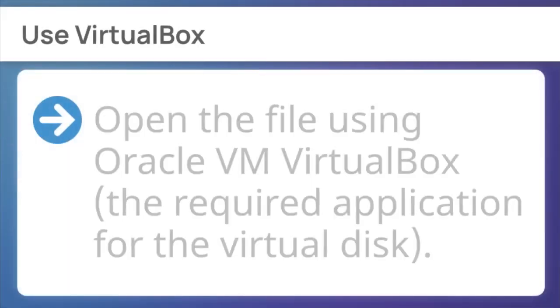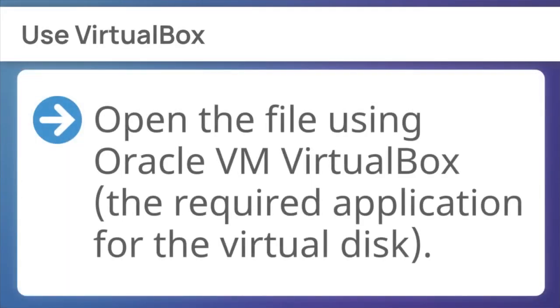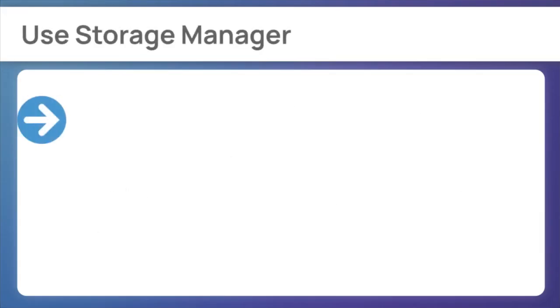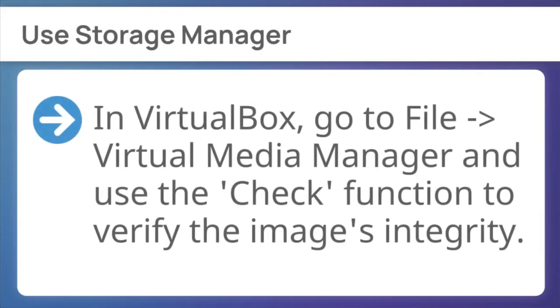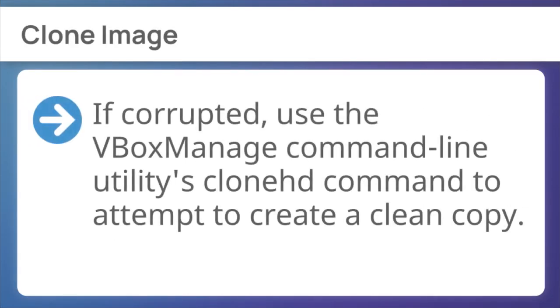First, use VirtualBox. Open the file using Oracle VM VirtualBox, the required application for the virtual disk. Next, use Storage Manager. In VirtualBox, go to File, Virtual Media Manager, and use the check function to verify the image's integrity. Finally, clone image. If corrupted, use the VBoxManage command line utility's clonehd command to attempt to create a clean copy.